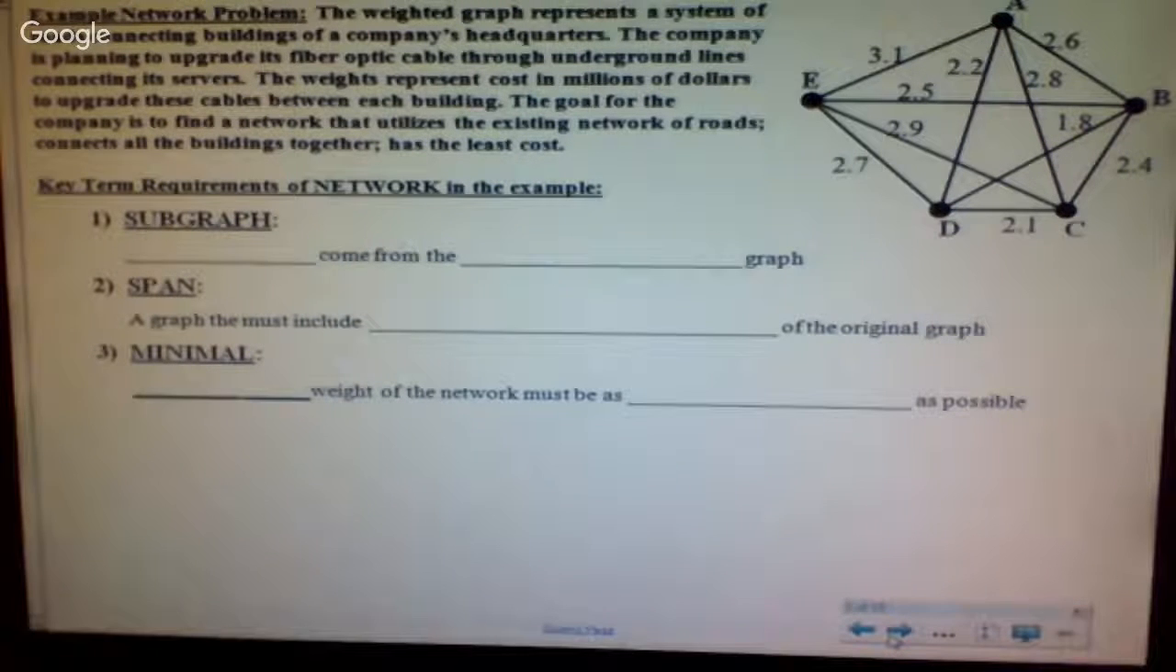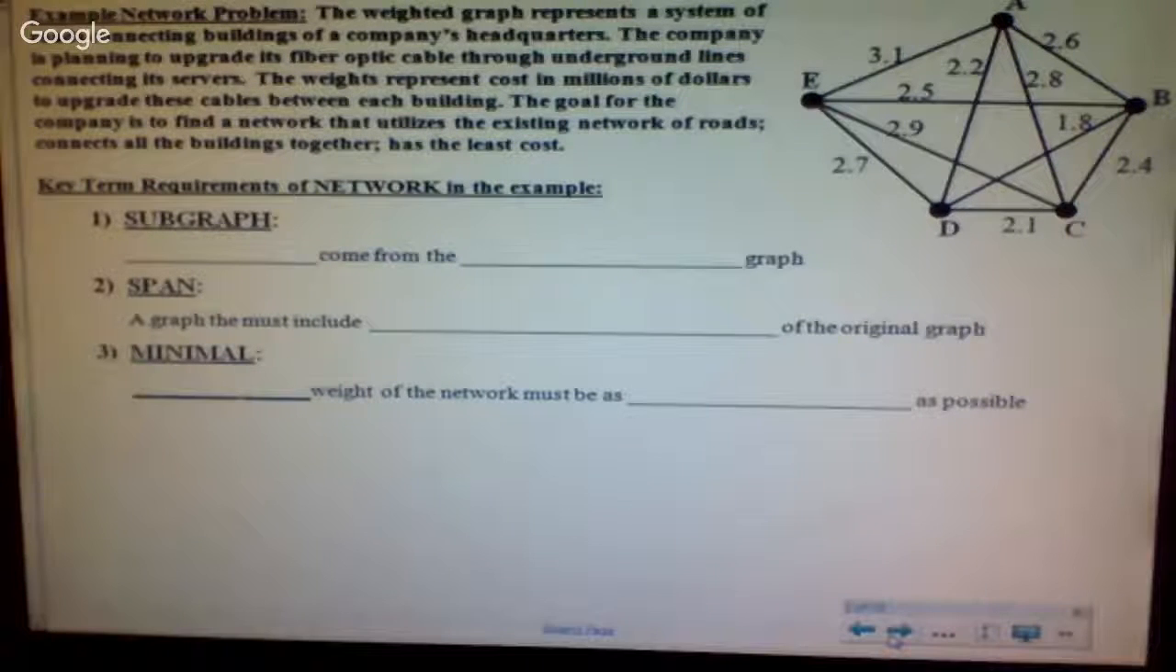The weighted graph represents a system of roads that connects buildings, and they're trying to put in fiber optic cable. Each one of these numbers on your graph is how much it costs in millions to run fiber optic lines. Fiber optic is expensive, so they want to do it in the cheapest way possible. In order to do that, we're going to build something called a subgraph.